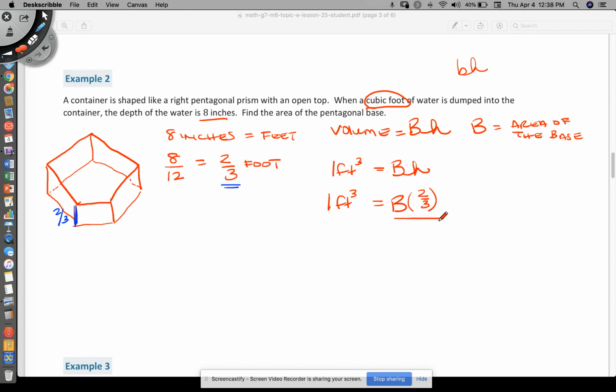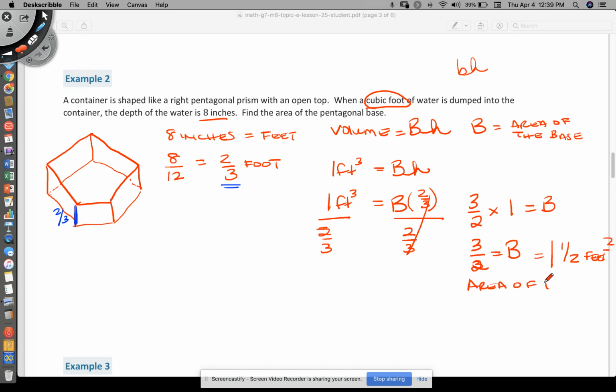Okay, to get the big B by itself, I'm actually going to divide out that 2/3. And what you do to one side, you do to the other. My 2/3 cancel, and what's left over here is instead of dividing, I'm actually going to multiply by its reciprocal. So I'm going to flip this 2/3 around to multiply by its reciprocal. So I have 3/2 times 1 equals big B. Therefore, my big B equals 3/2. So that's my area of the base. Now, I could say 3/2, or I could say 1 1/2 feet squared. And this will give me my area of the base. And we're done. All right, let's look at example 3.